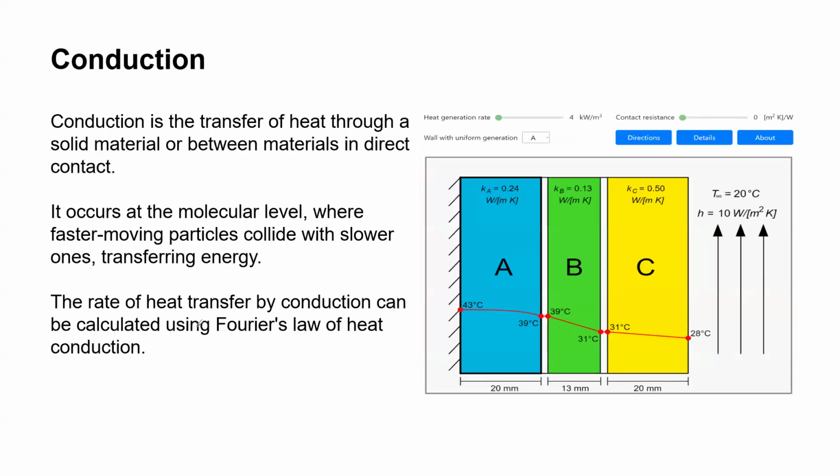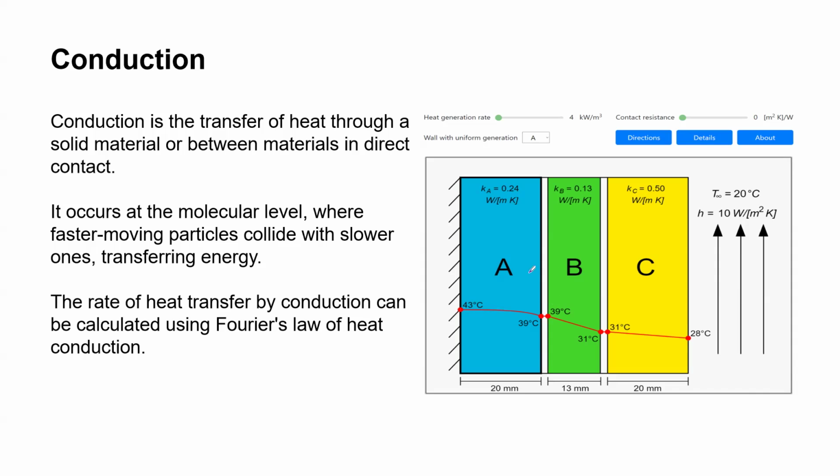So now let's look at conduction. What is conduction? Conduction is one of the mechanisms of heat transfer in which heat is transferred through a solid material or between materials in direct contact. So when you have two solid materials and the heat transfers from the hot material to the cold material, that is described as conduction. So conduction occurs in solid material or between materials that are in direct contact. That is what is described as conduction.